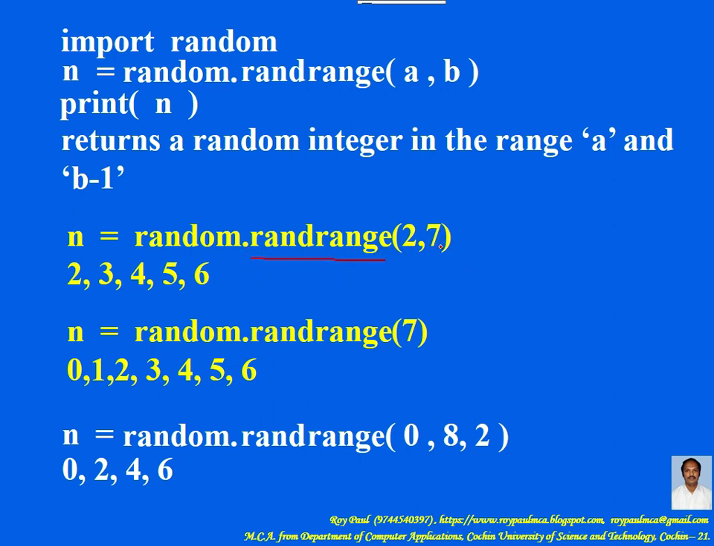Randrange, if the third argument is not given, by default it is taken as 1. Similarly, if only one argument is given, it is taken as the second argument, and by default the first argument is taken as 0.